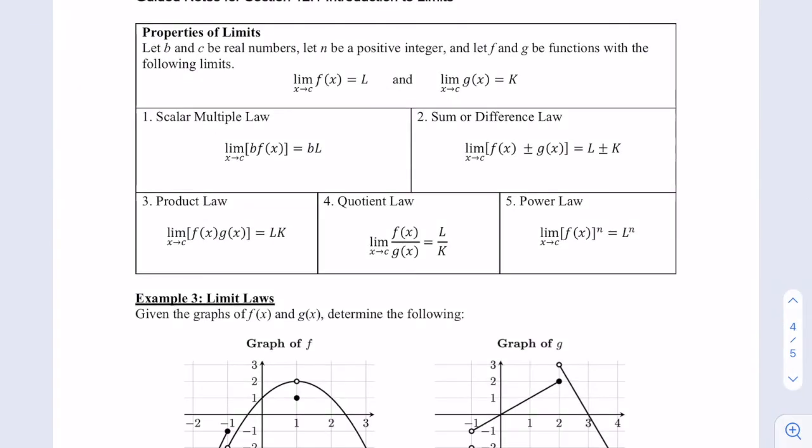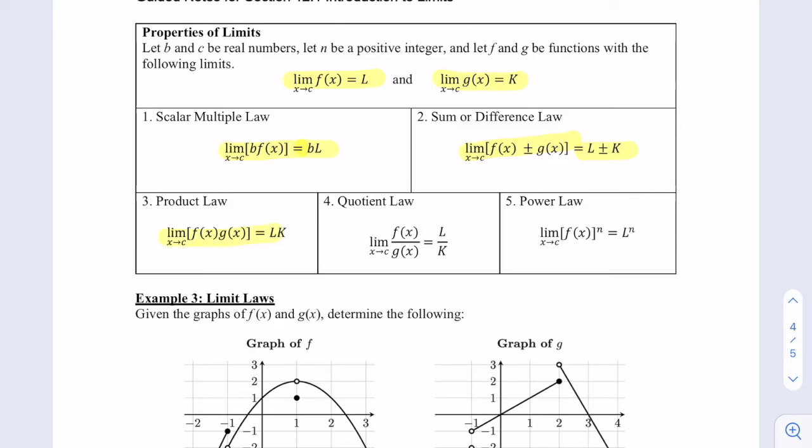Here are 5 more properties of limits, and oftentimes they'll be called the limit laws. So if we know the limit of f of x as x approaches c equals L, and the limit of g of x as x approaches c equals k. If we're going to find the limit of b times f of x, well, that would just be b times L. If we're finding the sum, the limit of f of x plus g of x, well, that would be L plus k. And if we were finding the difference, f of x minus g of x would just be L minus k.